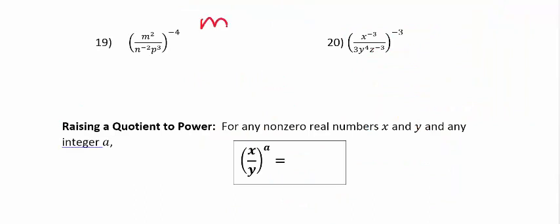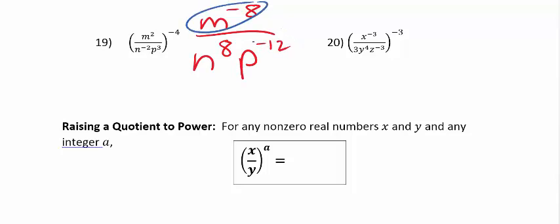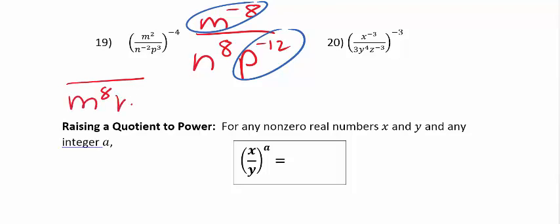We can multiply the powers on m, so 2 times negative 4 is negative 8. Multiply the powers on n, negative 2 times negative 4 is positive 8. And then on p, we have 3 times negative 4 is negative 12. We have 2 that have negative powers. They're the only ones who are going to move. M to the negative 8th comes down to the denominator. N to the 8th stays. And p to the negative 12th power comes up to the numerator.